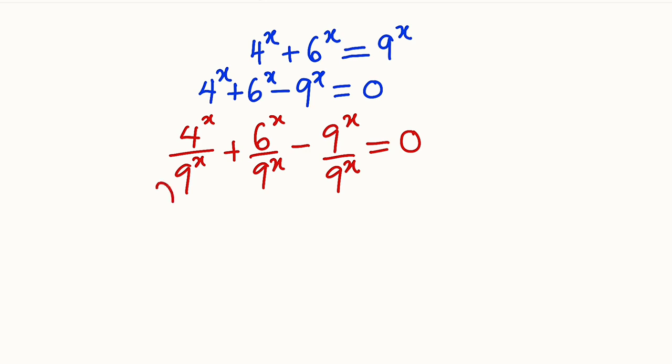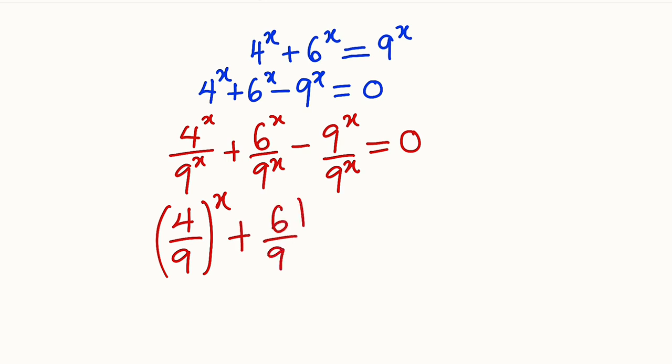Next, from here you can see that both numerator and denominator have power of x, so we can take it out. This becomes 4 divided by 9 all to the power of x plus, we do the same thing here, 6 divided by 9 all to the power of x minus 1 because the numerator and denominator are exactly the same. To the right we have 0.